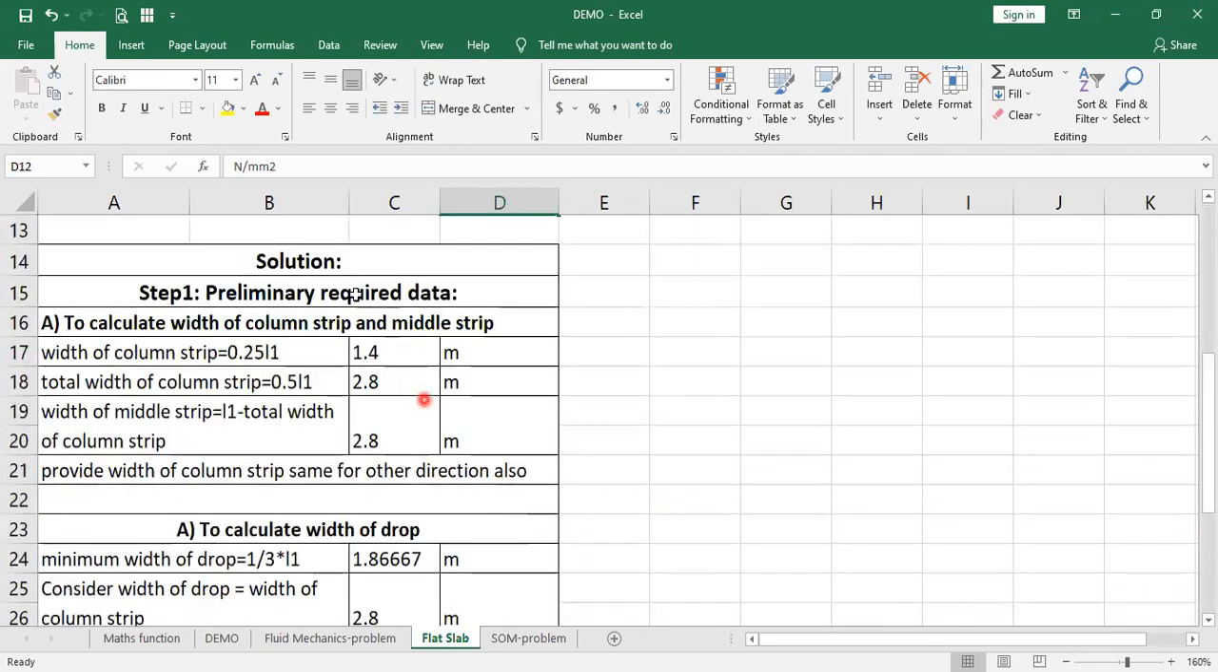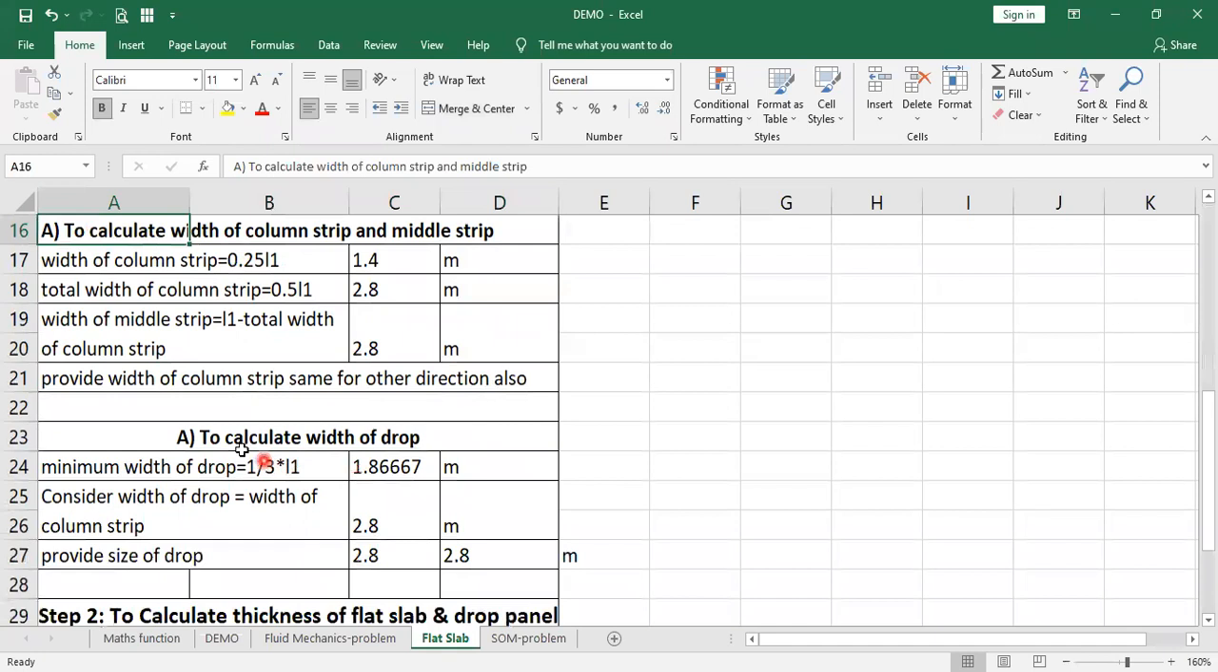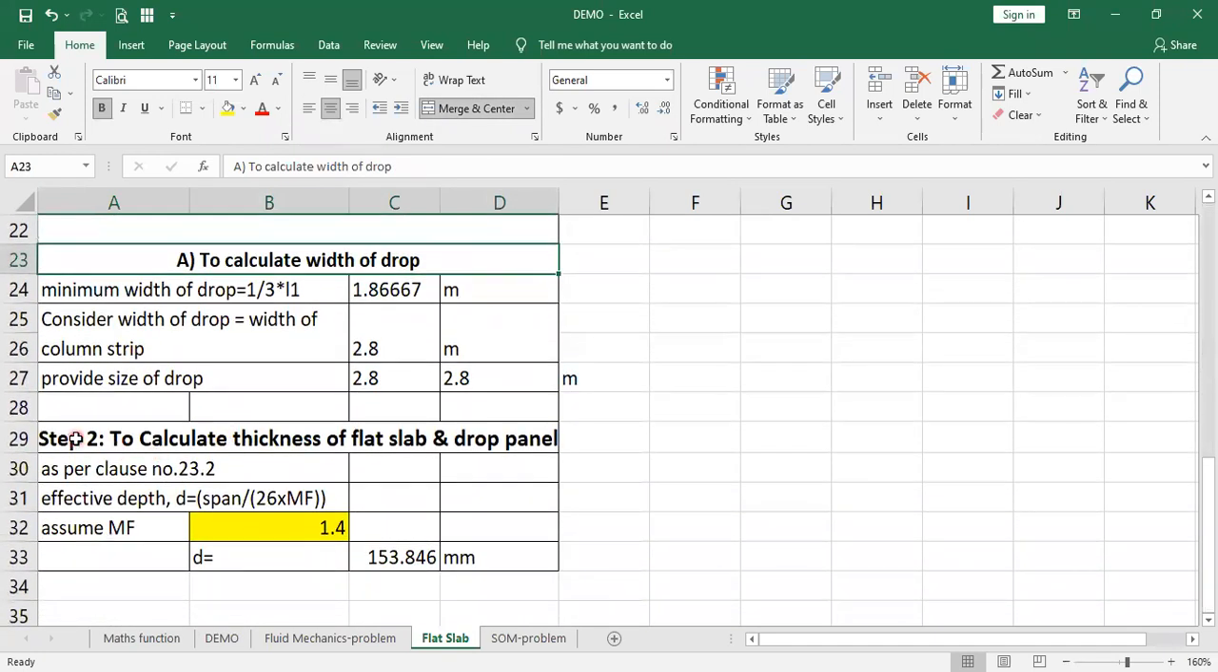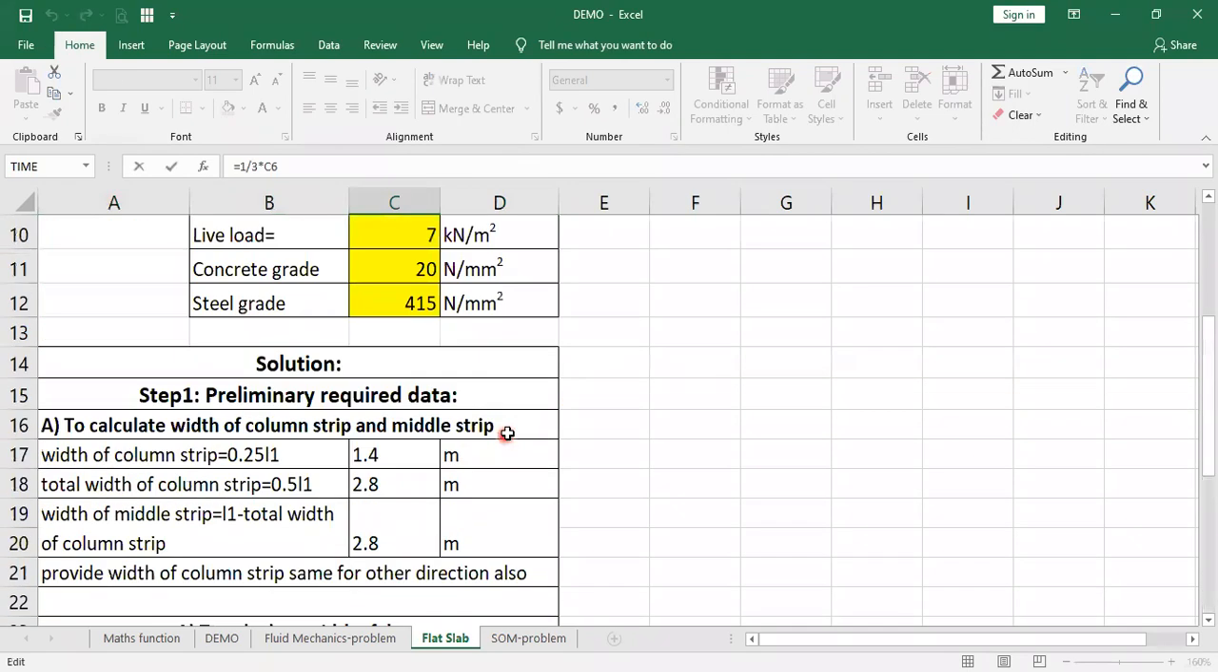These are the different steps of how to make the solution. Though you have not gone through this part, so you won't be able to understand it, but this is how you have to cover that. Just look at this. Mark step 1. Then mark the sub-step to calculate the width of the column strip and middle strip. Then step 2 is to calculate the thickness of the flat slab and drop panel. You can use different things, just mark them. This particular text is there, and this is the total formula. That's the formula you have to use always.